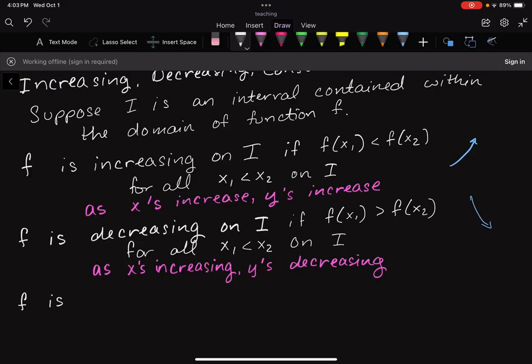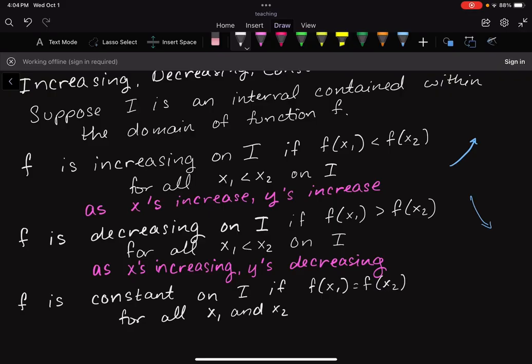Then we have if it's constant. We say that it is constant on an interval if your y's are equal to each other for all of your x values. So for this one, basically we're going to see a horizontal line.